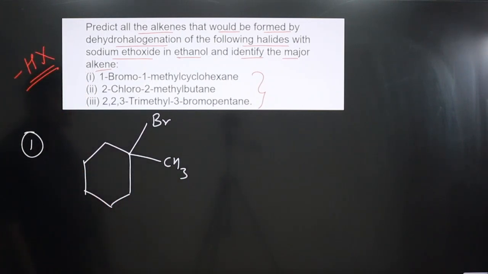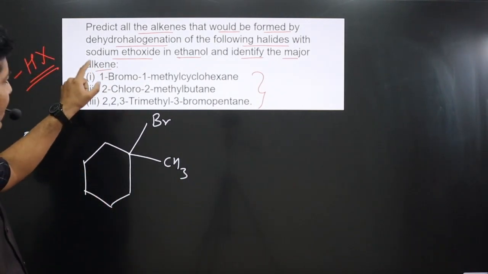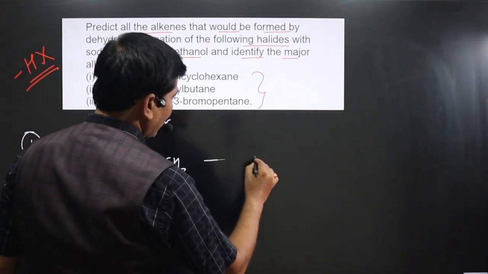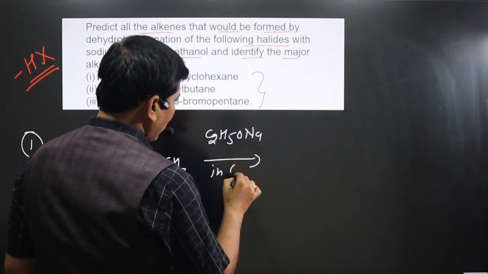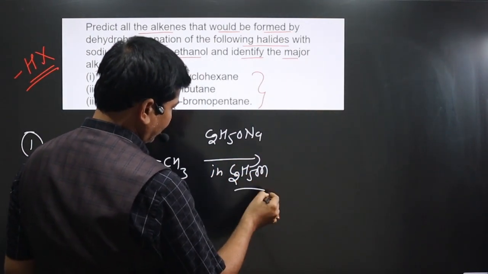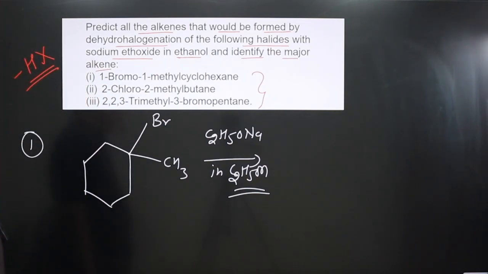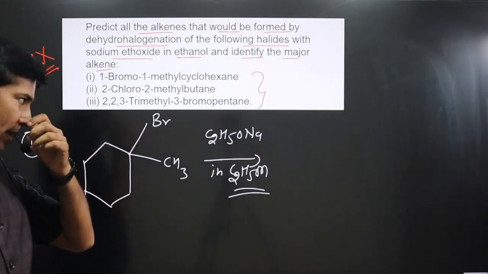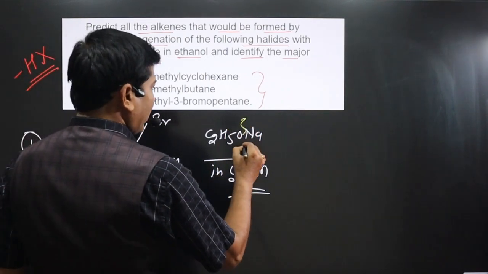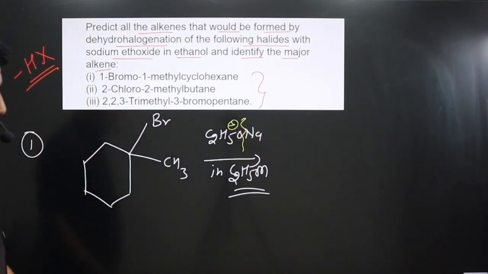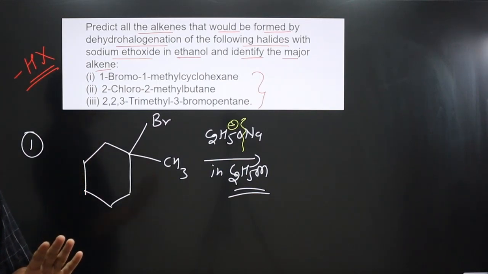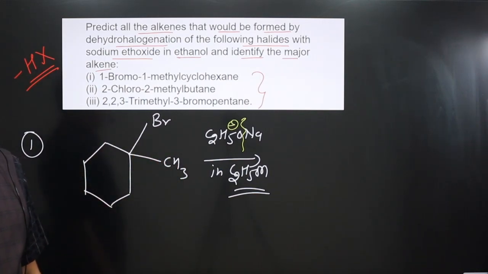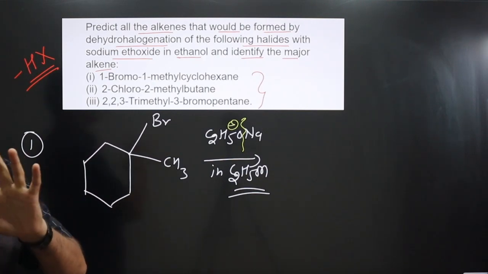Now pay attention very carefully. We have the reagent sodium ethoxide, C2H5ONa, and in ethanol, C2H5OH is acting as a solvent. It is a protic solvent, so it can liberate a proton. If you break it from here, it will carry a negative charge. Since it has the negative charge, it will act as a base. In an elimination reaction, we use a reagent that is a base. In a nucleophilic substitution reaction, we use a nucleophile.